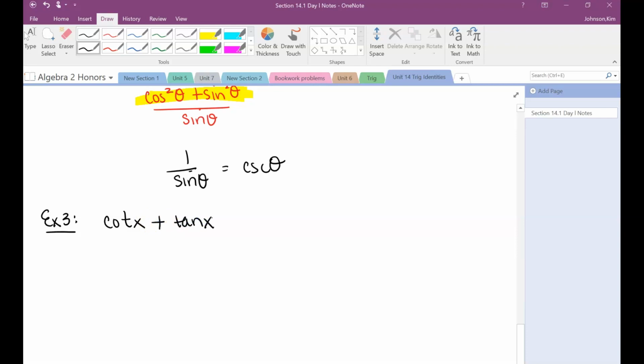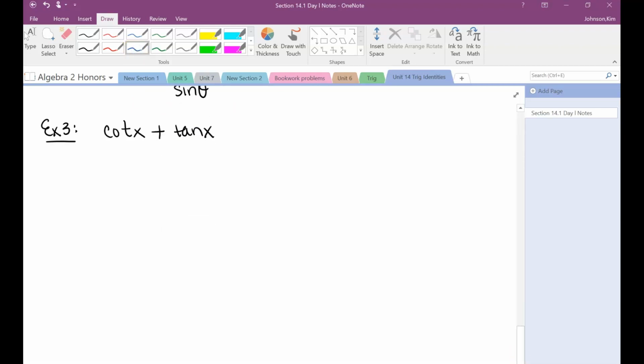This is actually going to be 2 trig functions. We're just going to try and get rid of that addition symbol there. So let's see if we can combine this, condense a little, make it not so complicated. So cotangent of x plus tangent of x. I'm going to rewrite these in their quotient forms. So cotangent of x is equal to cosine of x over sine of x. Tangent of x is sine of x over cosine of x.